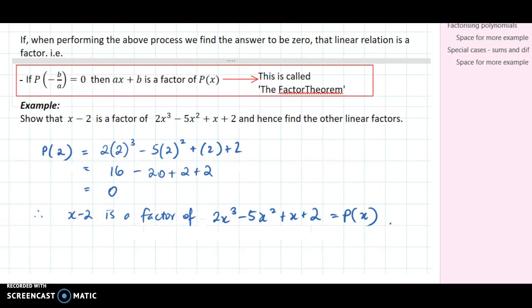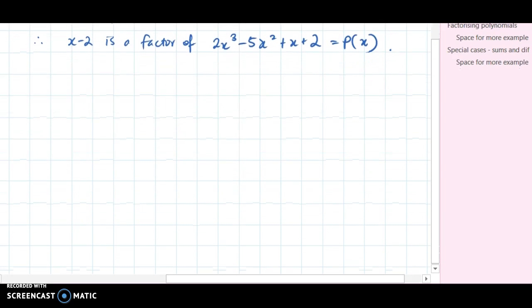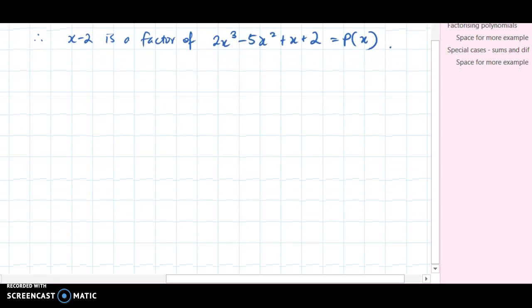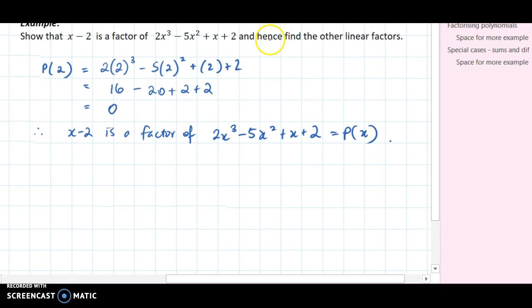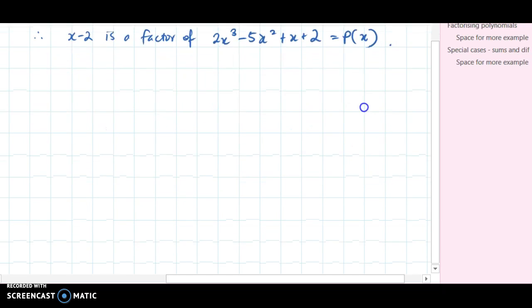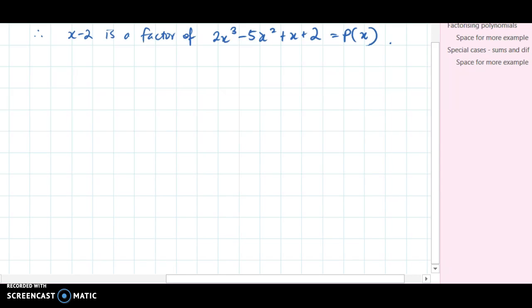Okay? So if x minus 2 is a factor of it, then we can divide it. And once we divide it, you should get something like x squared something something, which we can factorize. So now we're going to answer the second part of the question where it says, hence find the other linear factors. I can see 2 methods.